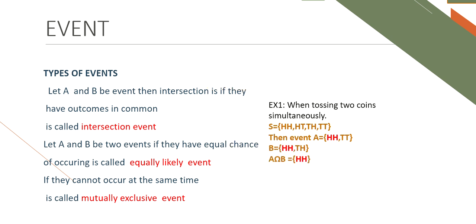It is an intersection. A intersection B is nothing but what they have in common. So that is an intersection event. Next, I have taken one more example: tossing a coin, a single coin.